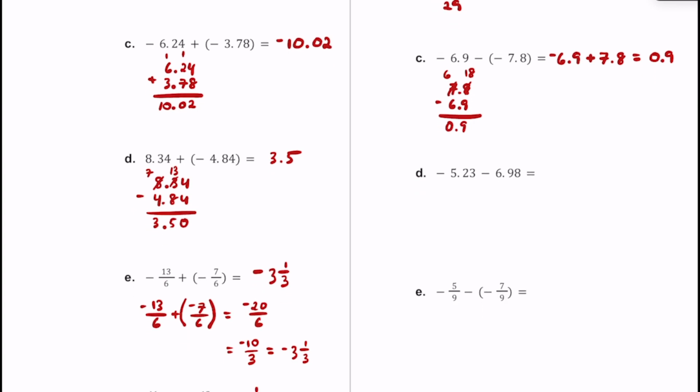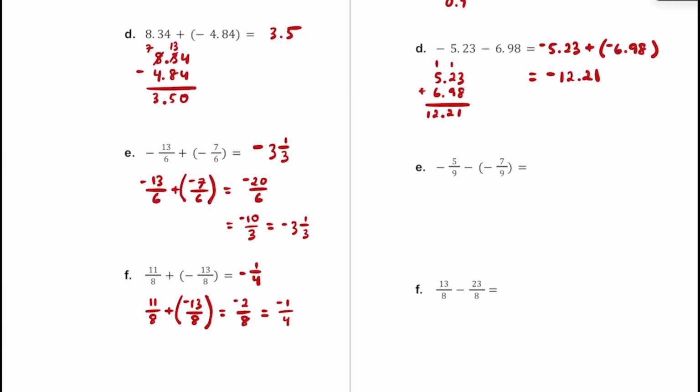Looking at D, let's go ahead and rewrite this as an addition problem. It's going to be negative 5.23 plus the opposite of this. So flip to the negative here, it's going to be negative 6.98. All right, these are the same sign. They're both negative, so negative plus a negative is always going to be negative. Let's go ahead and add their absolute value. So 5.23 plus 6.98. If you go ahead and add these, that's going to be 11, carry the 1. That's 12, carry the 1. That's a 12. So I think it's going to be negative 12 and 21 hundredths.